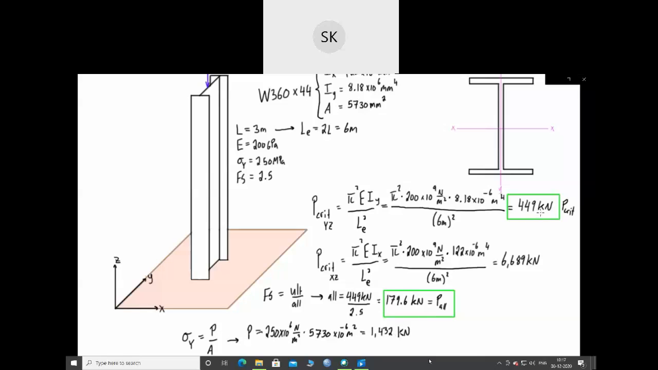Note that 1,432 is a lot bigger than 449, so we are going to be getting buckling before we get yielding. But if for some reason you want to know what the allowable force is for yielding, same thing, we would just divide this by our safety factor of 2.5, and that would give us a P allowable for yielding of 572.8. That's just that divided by 2.5. But clearly, the allowable force so we're safe from buckling is 179.6. So this one is going to govern, and we won't be able to apply anything more than that if we want to keep within our factor of safety of 2.5 and be safe from buckling.